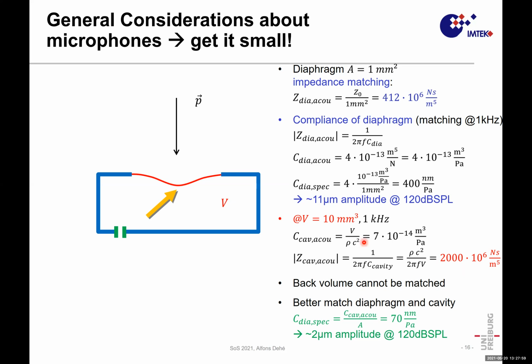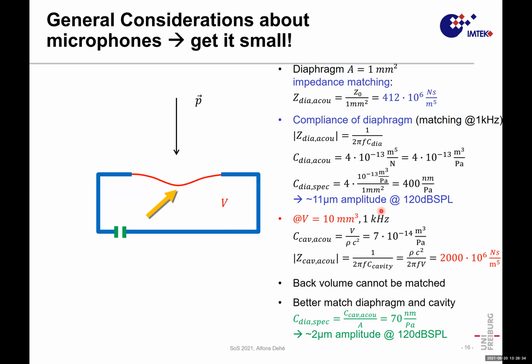So impedance matching is from there quite difficult. So then we can do something else. We can match the diaphragm to the volume of the cavity to at least have a fair situation. So then we still get some reflection. But look at this, if we now get our diaphragm compliance the same as the impedance of the back volume, we end up with a compliance of 70 nanometers per Pascal. 70 nanometers per Pascal is then the sensitivity of the diaphragm.